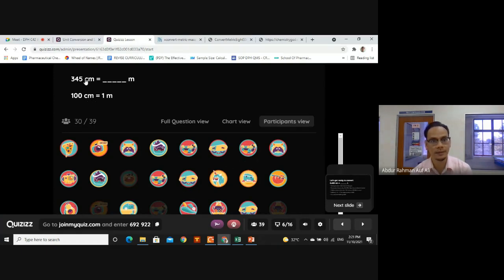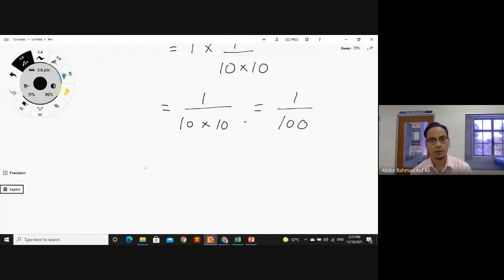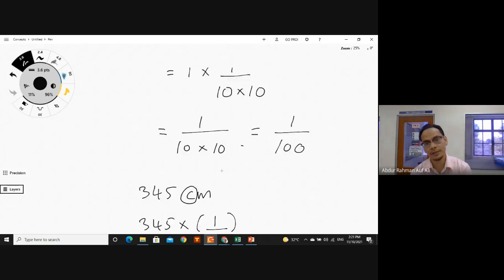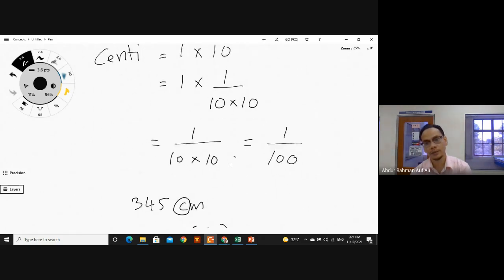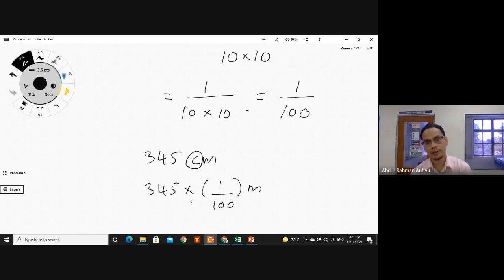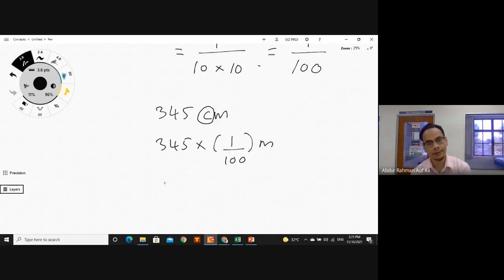Because centi, the C here, means 1 over 100. So for 345 centimeter, this C basically means 345 in brackets, times 1/100, because we have established centi equals 1/100. So that's why 345 is divided by 100. 345 divided by 100 is 1, 2, equals 3.45 meter.